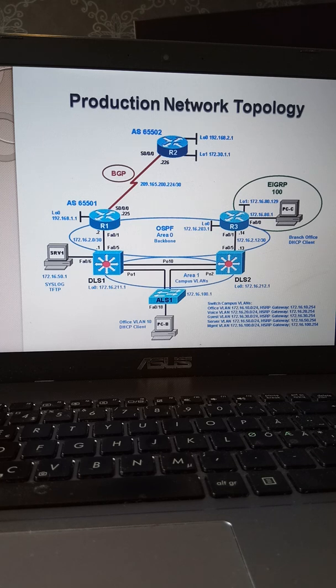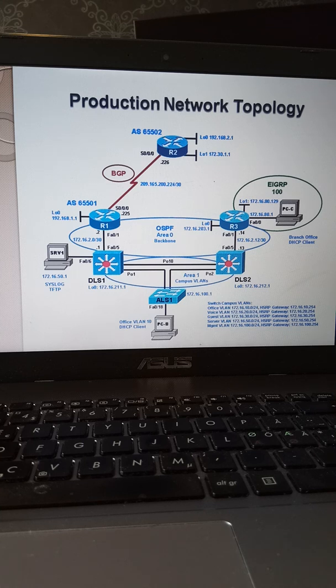We follow this topology in the production network. There are two main parts: one is the provider side and the other is the customer side. We are focused on the customer side, which is divided in three parts: OSPF backbone area, area 1, and EIGRP.